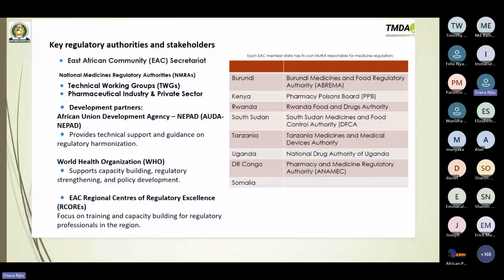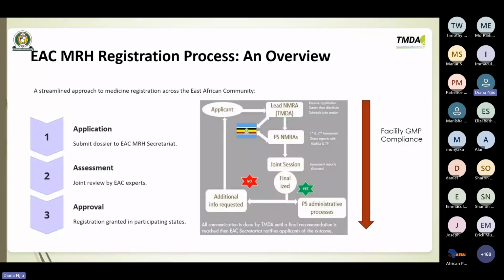So, the EAC MRH registration process, an overview of it. When we talk about the registration pathway, it means there will be a receipt of an application. At first, the application is received. It means there will be submission of the dossier to the EAC MRH Secretariat. I want to clarify here: based on this program, for the medicine registration pathway, it is TMDA who is the lead NMRA responsible for receiving applications.